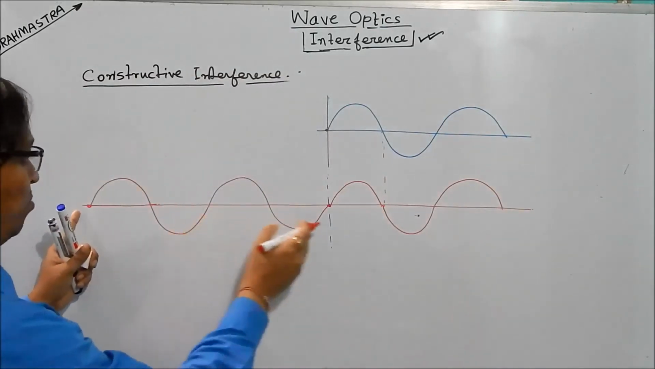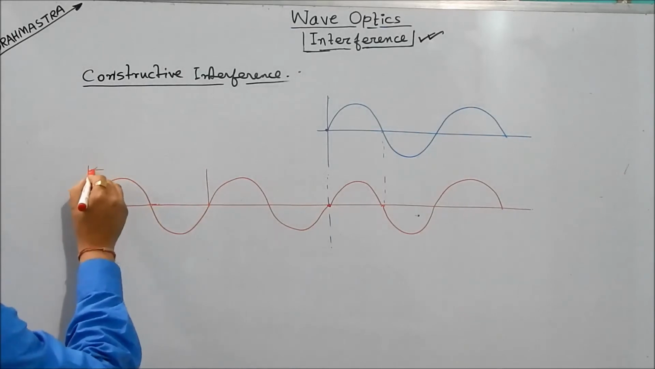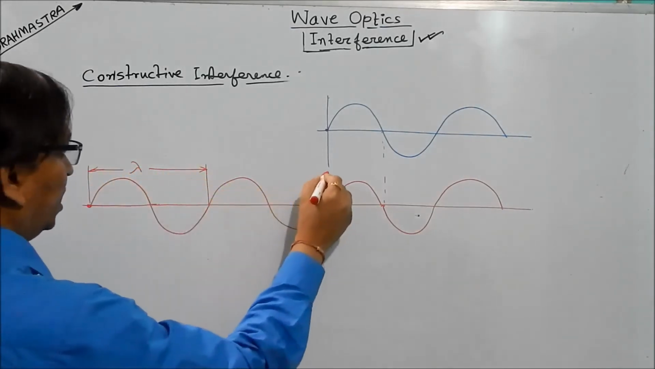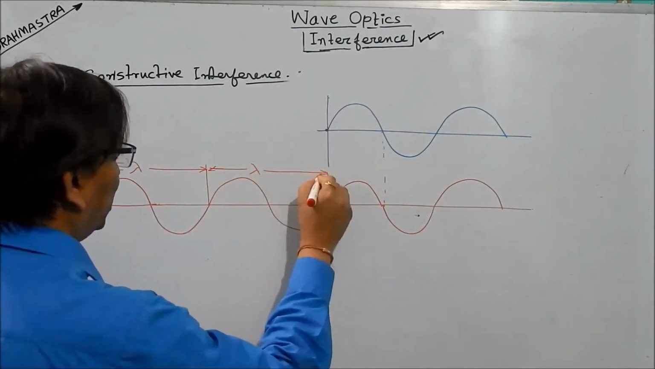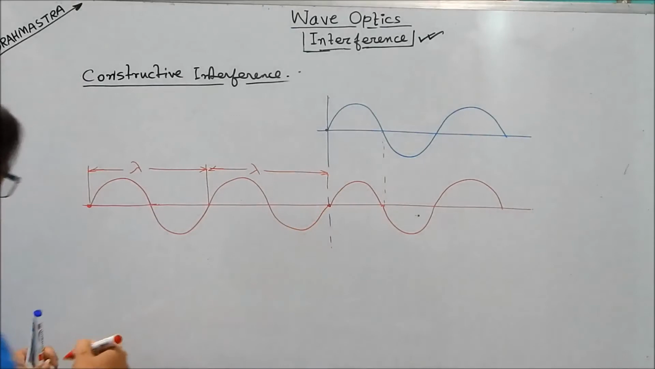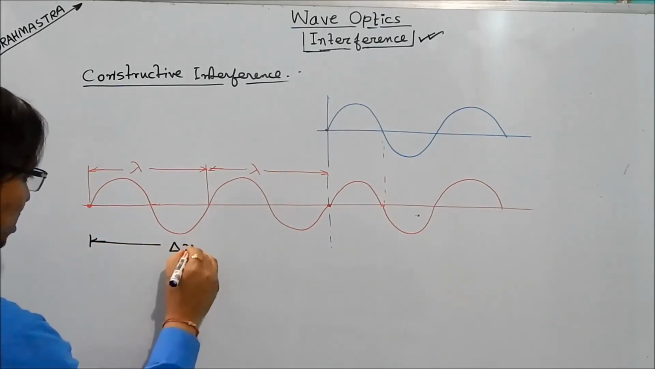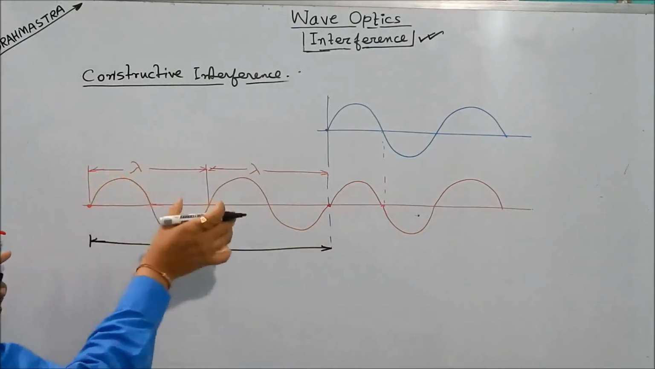But for this difference of path, see, this is one lambda and this is another lambda. That means this is called the path difference. This is actually delta x. What we said about delta x is this. So this delta x will be equal to an integral multiple of lambda.